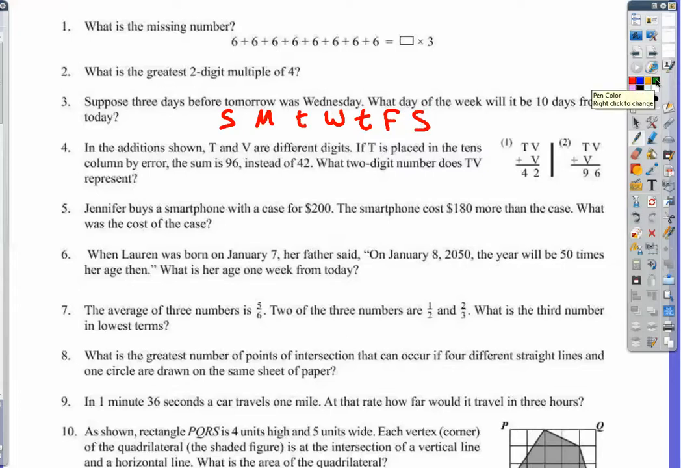And I know 3 days before tomorrow is Wednesday. So let's see what 3 days before Wednesday was, right? 1, 2, 3 days before Wednesday. And so then, this is tomorrow, right? And so today should be Friday. And so what is 10 days from today? Well, let's count. 1, 2, 3, 4, 5, 6, 7, 8, 9, 10. So that means the day 10 days away from today is going to be Monday. Number 4.